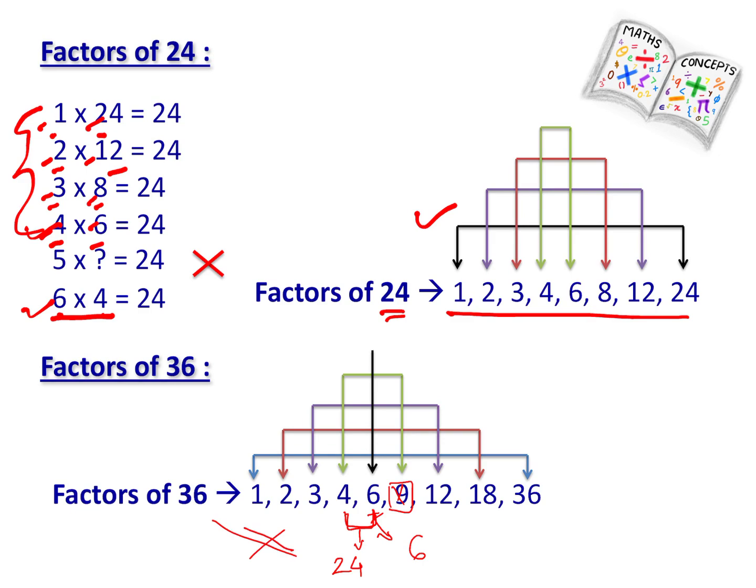We just find out what all tables that number occurs in. We start with 1 and then go ahead till the time factors start getting repeated. To find out the multiples, it is very simple. You simply multiply the given number by 1, then by 2, then by 3, then by 4, then by 5, and so on.